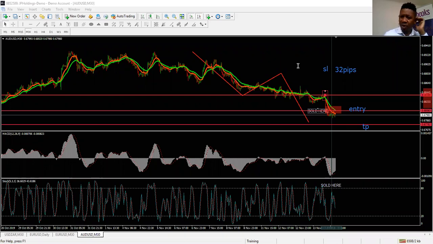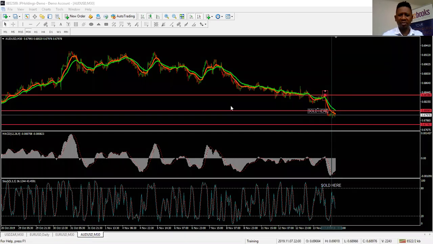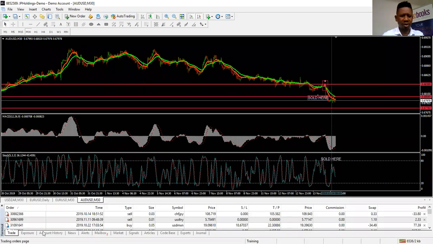Last part is the issue of the reward, or rather the lot size. How do you determine the lot size? Remember, it's 32 pips each. You determine the lot size by the amount of capital that you have. The capital that you have will determine your lot size. Let's check. This demo account has got how much?